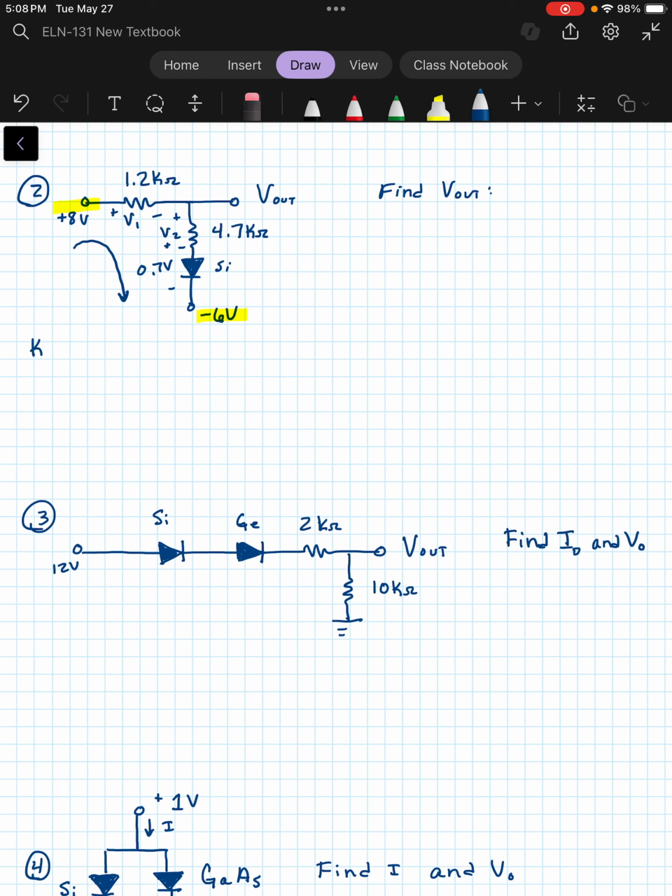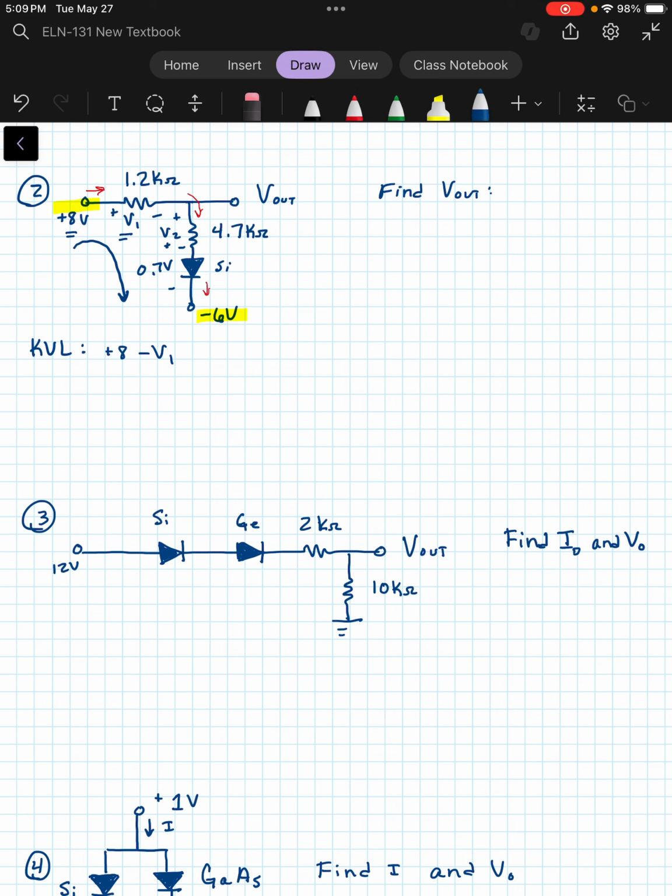And Kirchhoff's voltage law says that the sum of the voltage rises around a closed loop minus the voltage drops has to equal 0. They have to balance each other out. So the way I would write my KVL equation is I would start with my +8 and go around in this clockwise direction, minus V1, because that's going to be a voltage drop. If we've got a current this way, that's going to cause a voltage drop through the 1.2 k ohm resistor, and then the current's going to continue through the 4.7 and down to the -6.